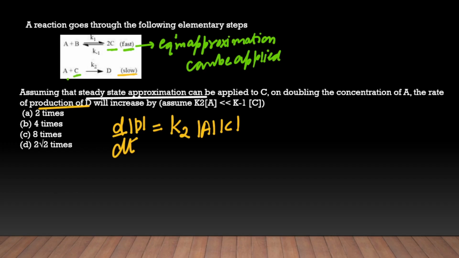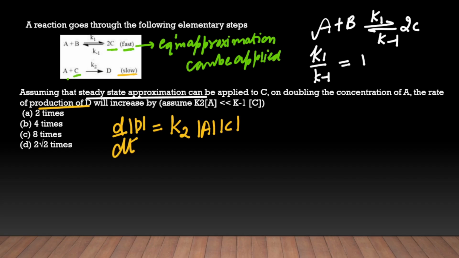Okay, so I'm making use of the equilibrium approximation, that is A plus B is in equilibrium with 2C, rate constant K1, and this is K inverse. So K1 upon K inverse, that is the ratio of the rate constant of the forward to the backward direction, will be equal to C's concentration raised to the power of its stoichiometry upon A into B's concentration. So from here C squared concentration is equal to K1 upon K inverse into A into B's concentration.